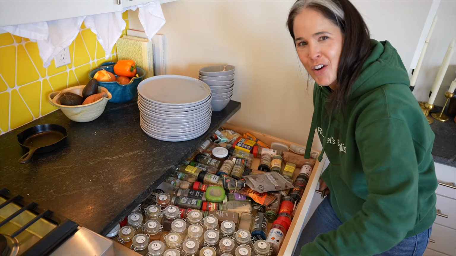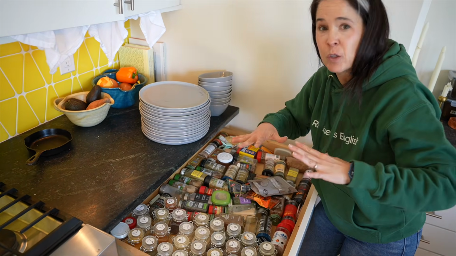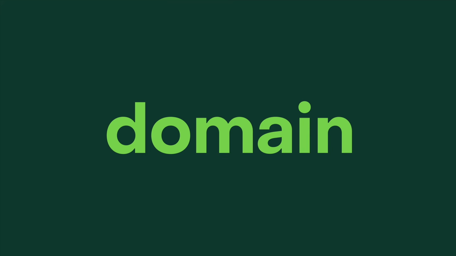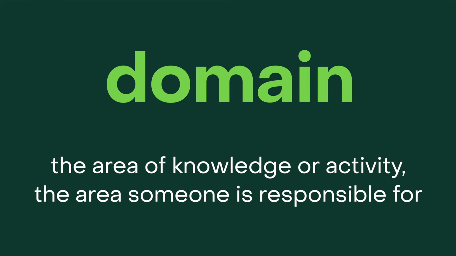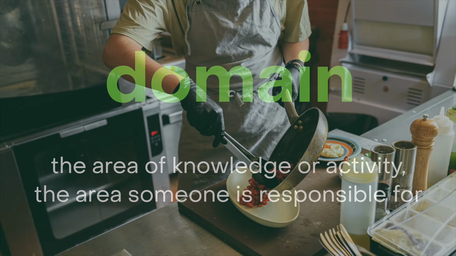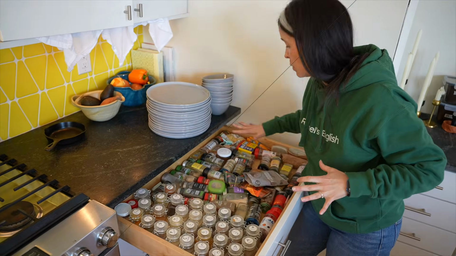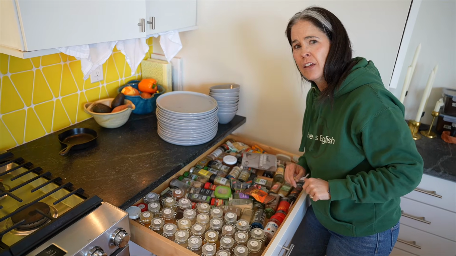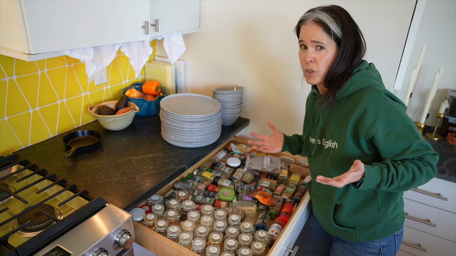The spice drawer. Okay, David's a big cook. I'm a big baker, so between the two of us, we just kind of have to have everything. This is mostly David's domain. Domain means the area of knowledge or activity, the area someone is responsible for. So David's domain is cooking. He makes our meals. My domain is baking. I make all of our bread, cakes, desserts, muffins, cookies, and so on. And yeah, he has everything. Anything you could want, he's got it. He even has more in the refrigerator from the International Food Store in West Philadelphia.